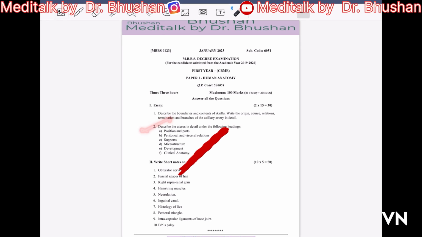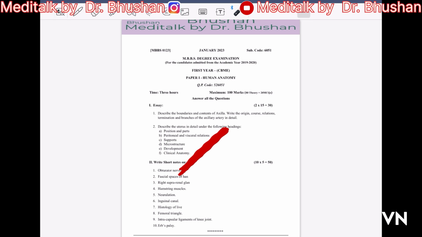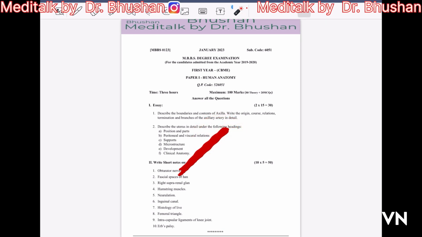Second question asking about the uterus. Describe the uterus in detail under the following headings. First is the position and parts, peritoneal and visceral relation, supports, microstructure, development and clinical anatomy. For the 15 marks, you write all the headings.